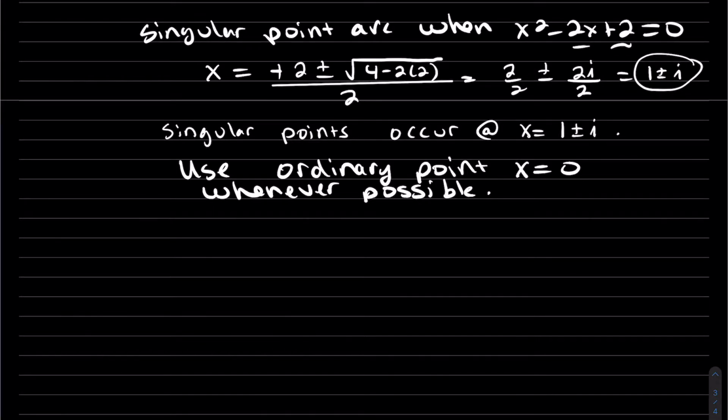So I want to draw what's going on here. We're going to use 0, which is my ordinary point. And I need to find the distance, which is the radius of convergence of the power series that we could find.